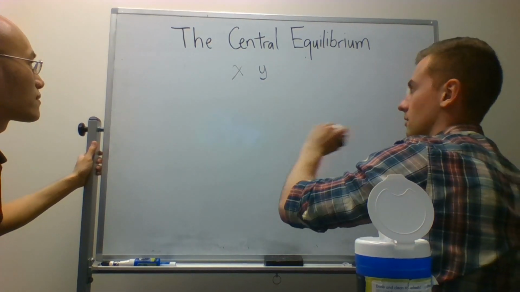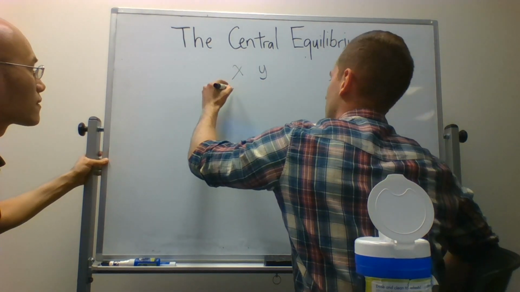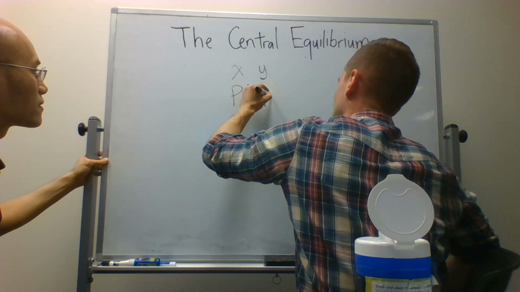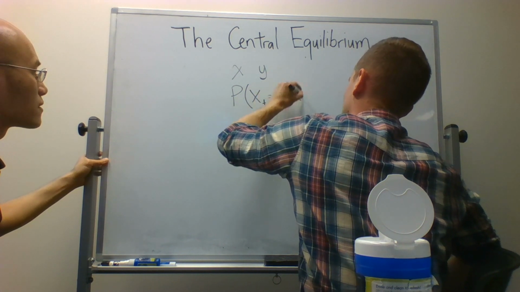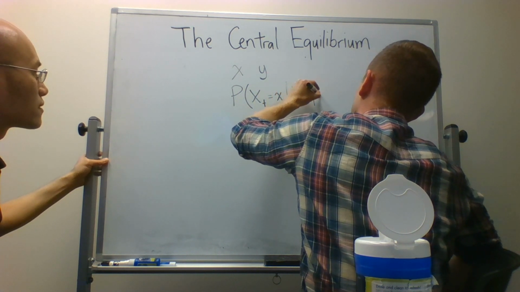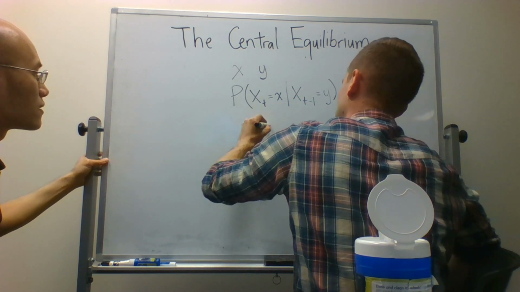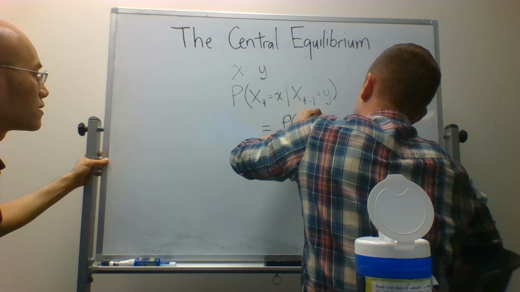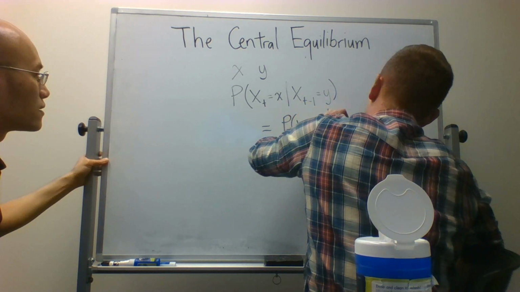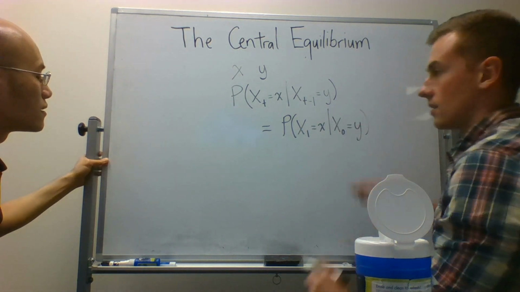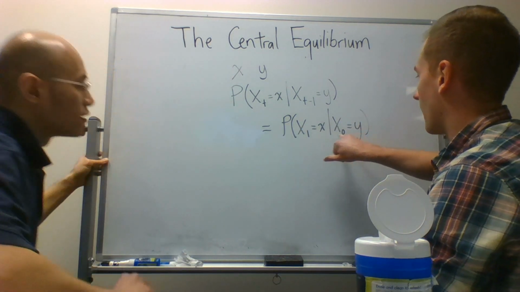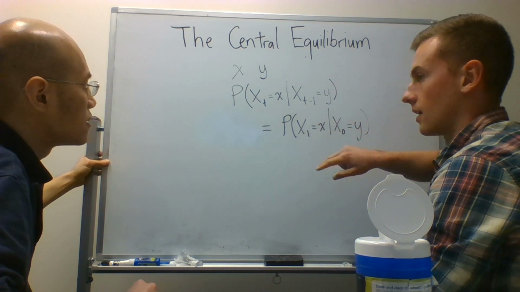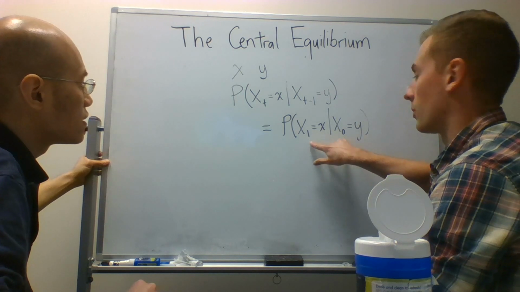So we just consider two states, x and y. Then the condition essentially says that the probability that X at t equals x given X at t minus 1 equals y is exactly equal to the probability that X at 1 equals x given X at 0 equals y. Which is to say, the probability of going from y to x does not depend on the value of t. Which means that no matter how long you run the chain, this probability is a constant.